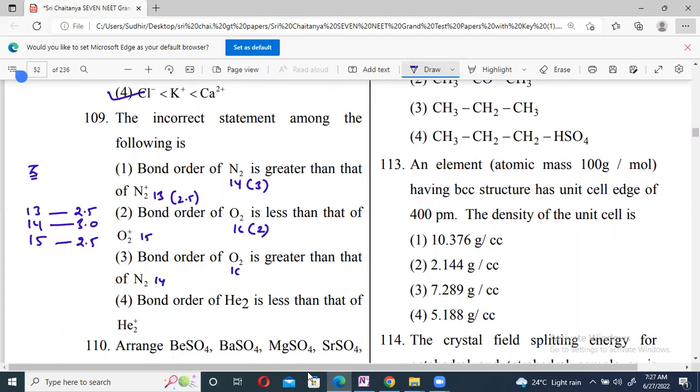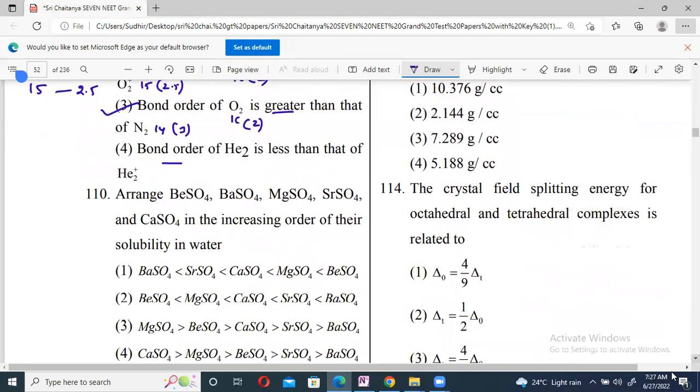O2, 16, bond order 2. If it is 15, it is 2.5. So bond order of O2 is less than O2 plus. Yes, 2 is less than 2.5. Bond order of O2, that is 16, is 2 and 14 is 3. Bond order of O2 is greater than that of N2? No. Bond order of O2 is 2 and bond order of N2 is 3. So the bond order of O2 is less than N2, but this says greater, so incorrect. Bond order of He2 is less than He plus. Yes, this is also a correct statement. But they asked here what? Incorrect. So third option.